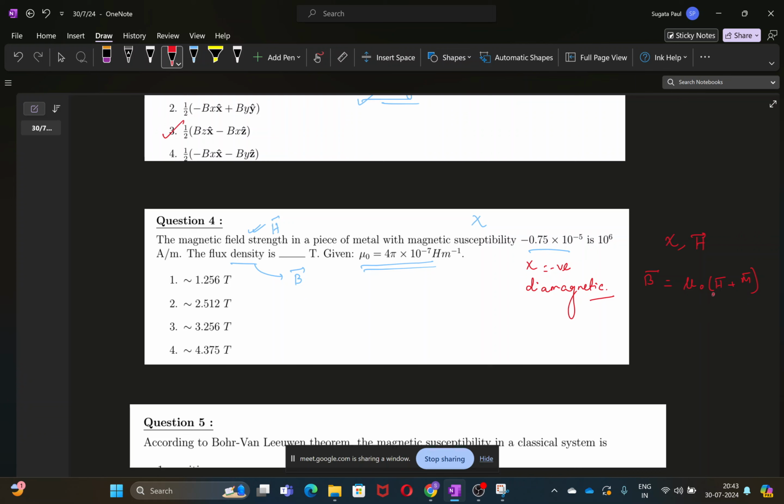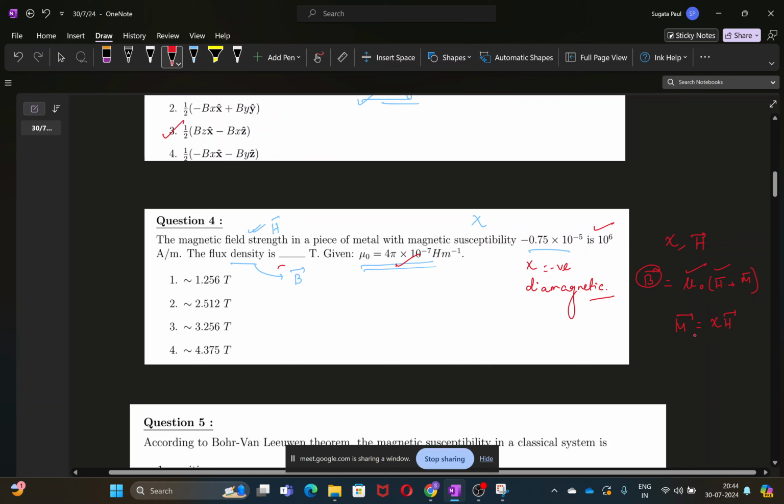So basically you are asked what the value of this B is, when we are provided with the value of mu naught, the value of H, which is 10 to the power 6, and the value of chi. Now how to involve chi in this relation? You know that magnetization is related to the field by the formula M equals chi times H, where magnetization is directly proportional to the magnetic field strength H, and the proportionality constant is known as the magnetic susceptibility, chi.